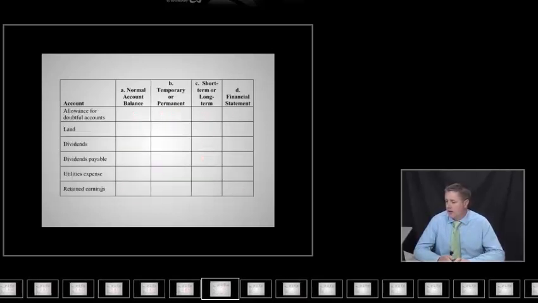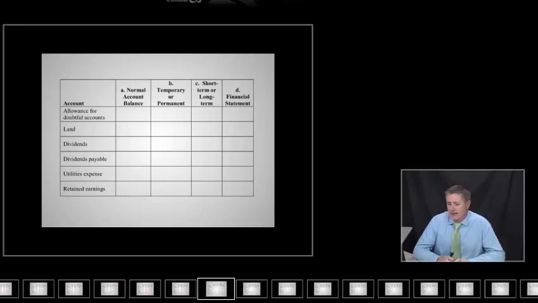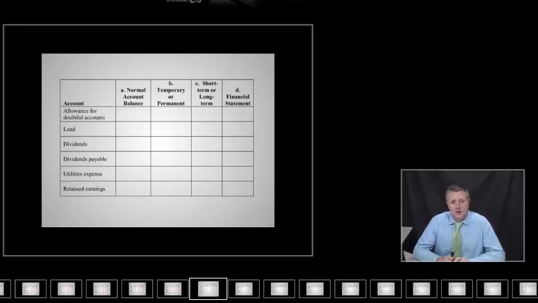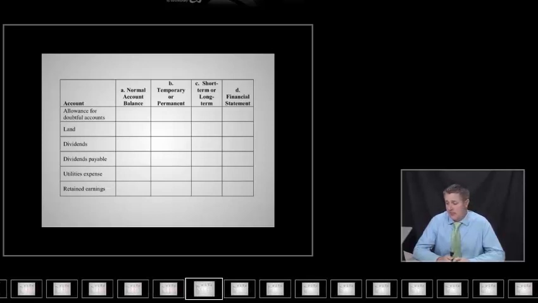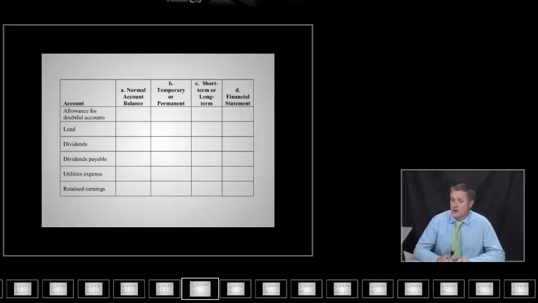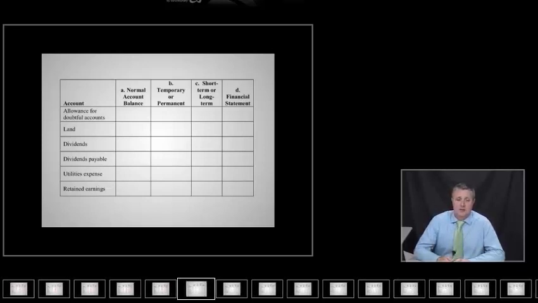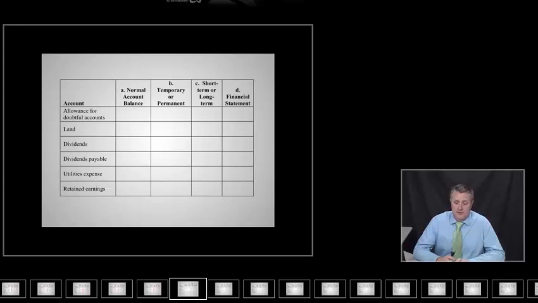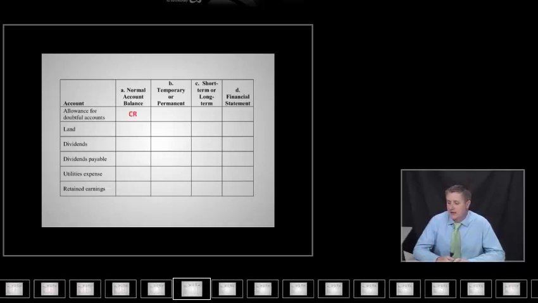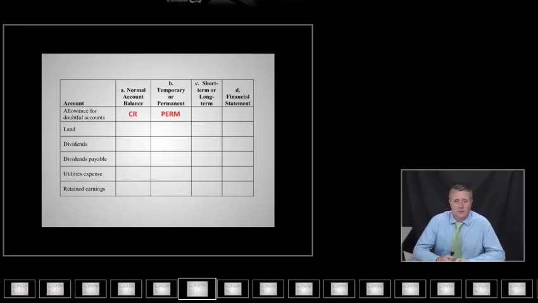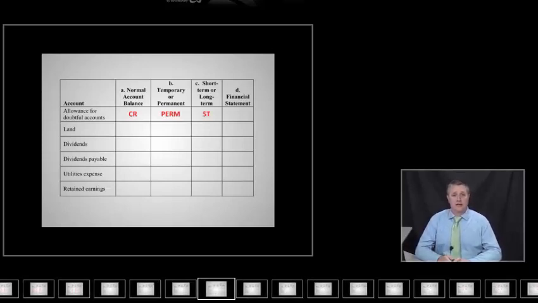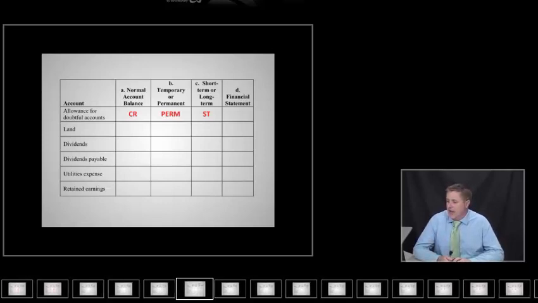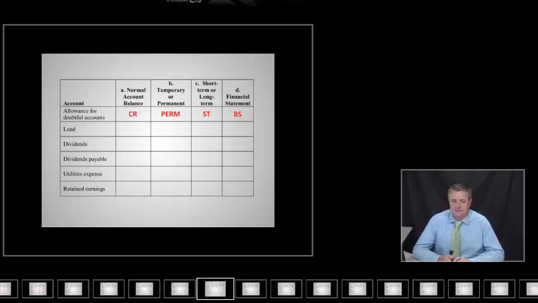Okay, our final group here, we start out with allowance for doubtful accounts. Allowance for doubtful accounts is essentially a contra asset account that is contra to the account accounts receivable. Okay, so if this is a contra asset account, its normal balance has to be opposite that of an asset. So in this case, the normal balance for allowance for doubtful accounts is a credit balance. It's considered a permanent account. It's generally regarded as a short-term account because it's related, or contra, to a current asset, in this case accounts receivable. And finally, it's going to get reported on the balance sheet.